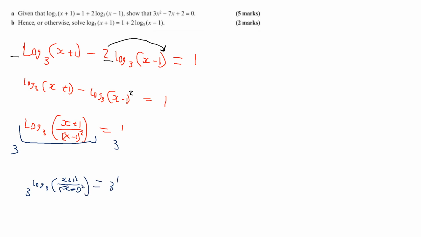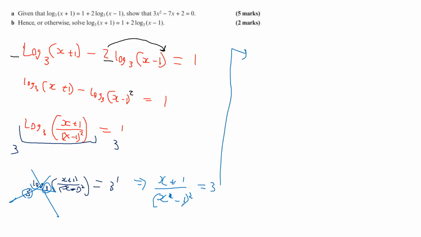Now, because we're powering a log, right? And it has the same base, the logs will cancel out. So that's the same as x plus 1 over x minus 1 all squared. And that's all equal to 3. And then from here, it's a simple rearrangement, whereby 3 times x minus 1 all squared is equal to x plus 1.